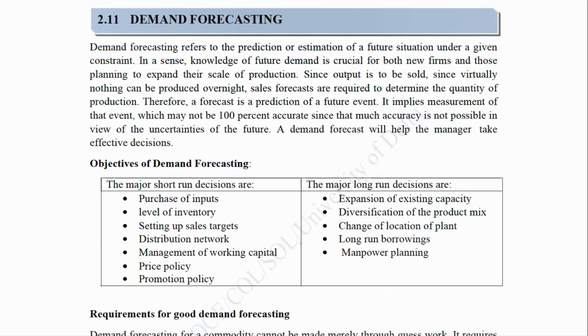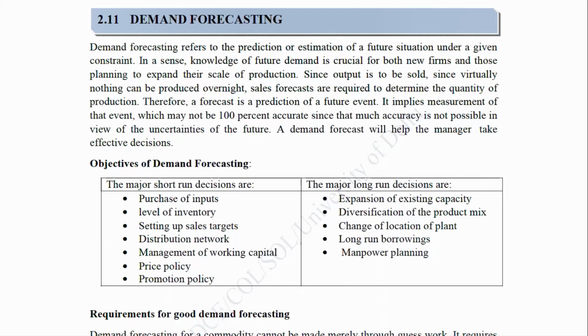2.11 Demand forecasting. Demand forecasting refers to the prediction or estimation of a future situation under a given constraint. In a sense, knowledge of future demand is crucial for both new firms and those planning to expand their scale of production. Since output is to be sold, virtually nothing can be produced overnight. Sales forecasts are required to determine the quantity of production.